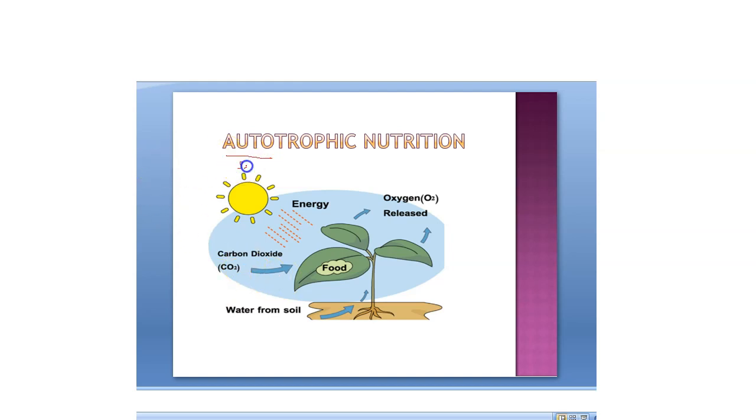Auto means self, and troph means nutrition. Autotrophic nutrition is self-nutrition, that is, making of self food. Making food for oneself is autotrophic nutrition.